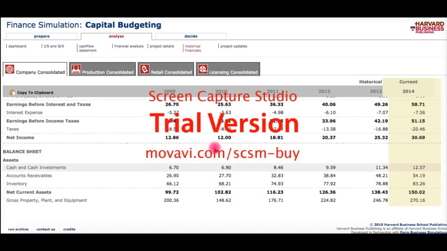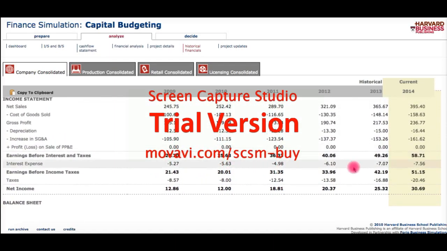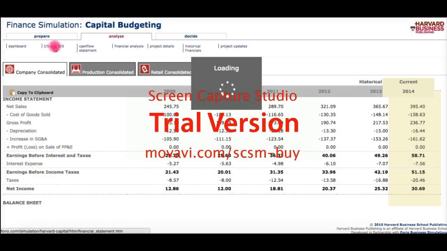So you want to take a look at what percent you increased. This is about 25 to about 60. That's more than a 100% increase, so that's a good thing. When you're done looking at the historical financials tab and evaluating whether you've done a good job making a decision in that aspect, you also want to go up to this income statement and balance sheet tab.